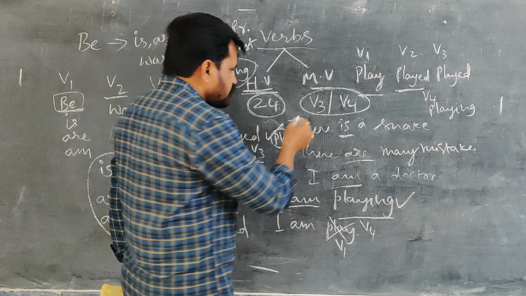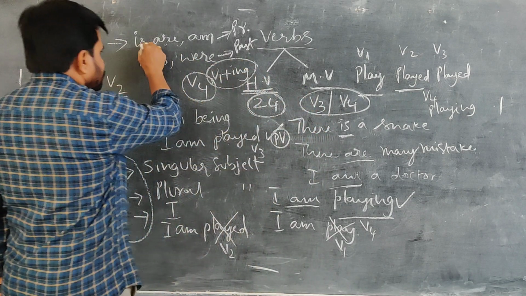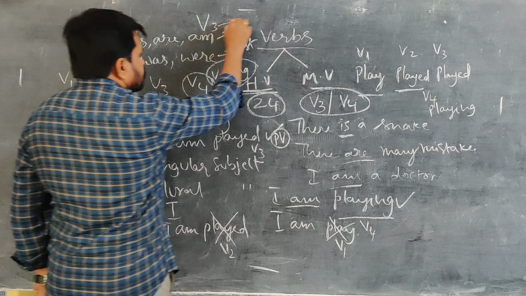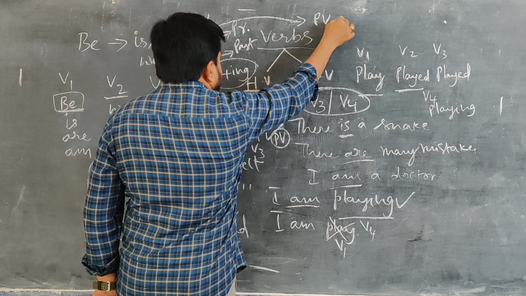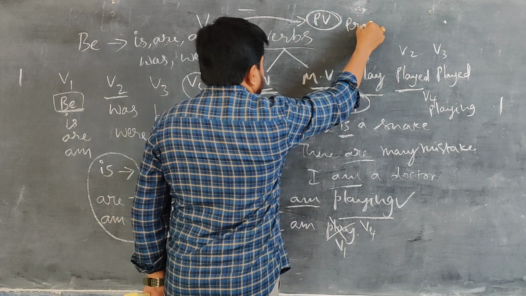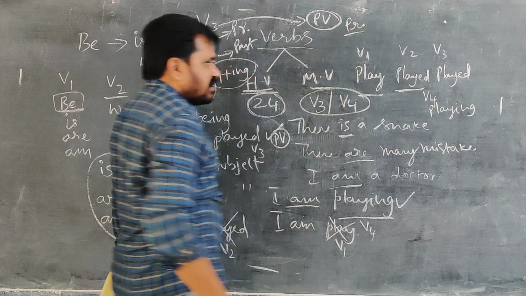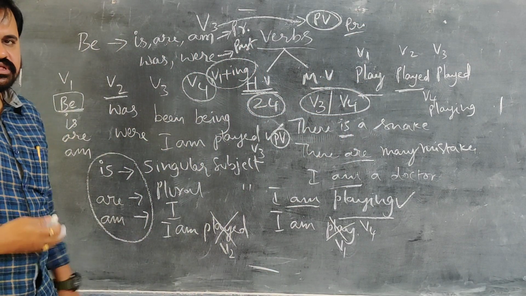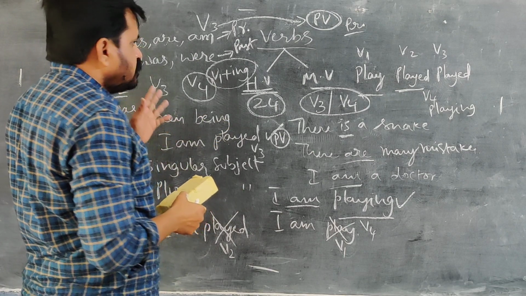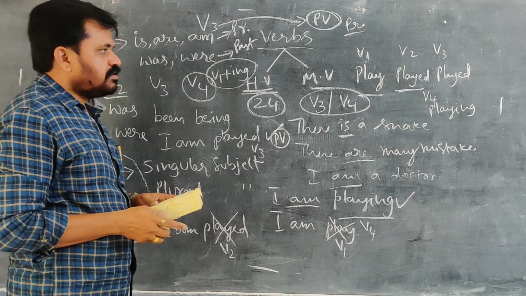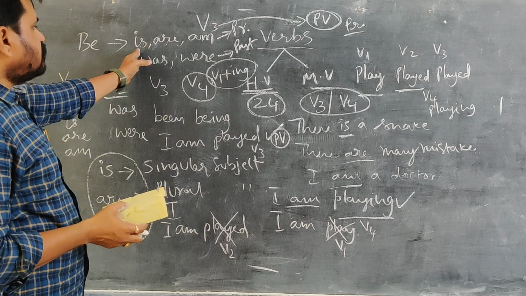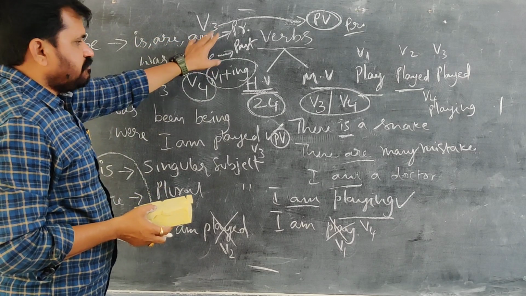And whenever you use V3 after these three helping verbs, is or am, it becomes passive voice. Passive voice in what tense? Present tense, because is or am indicates present tense only. So you should observe and remember this whenever you use V3 after is or am.